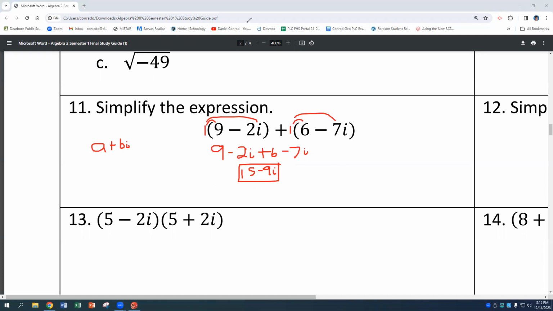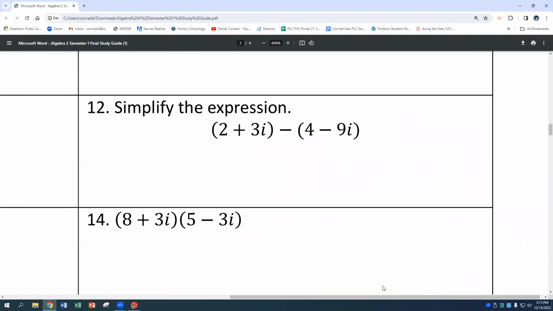All right, let's look at 12. Okay, we're going to simplify here. So again, imagine a 1 out front. You get 2 plus 3i. This one, though, would be negative 1. So when we distribute it, you're going to get minus 4 and then plus 9i, which is going to give us negative 2 plus 12i when we combine like terms.